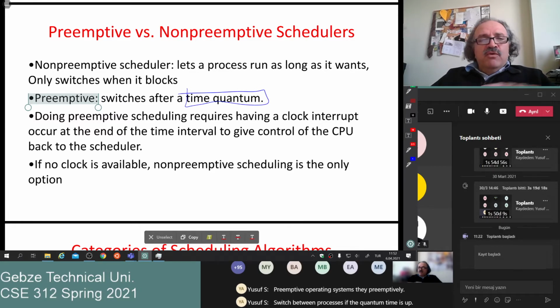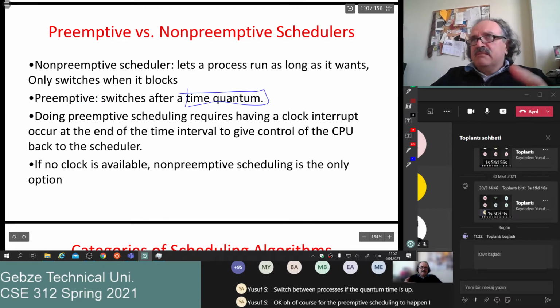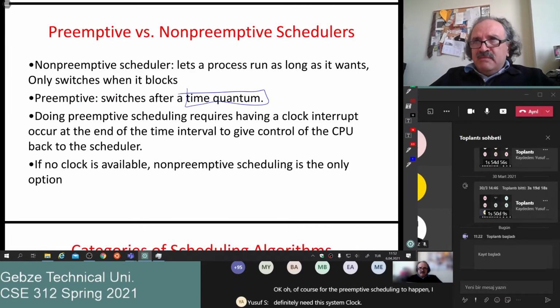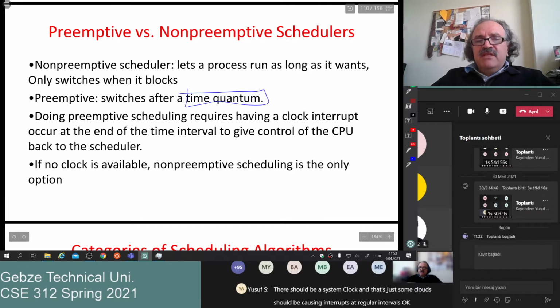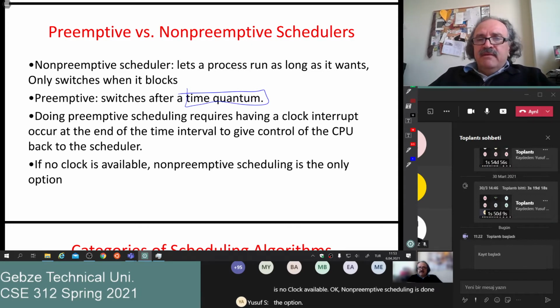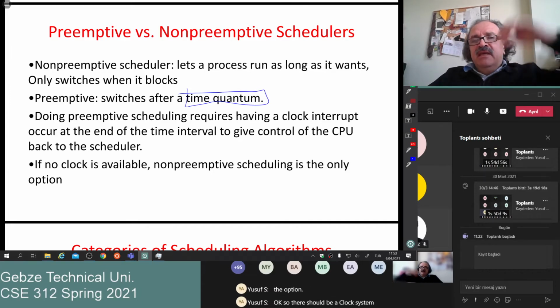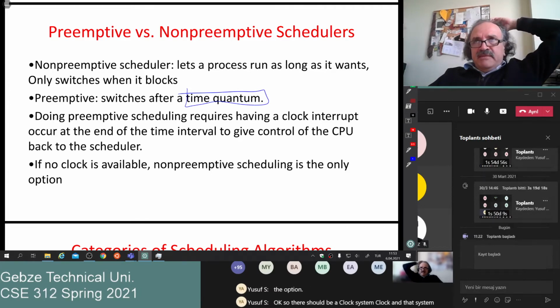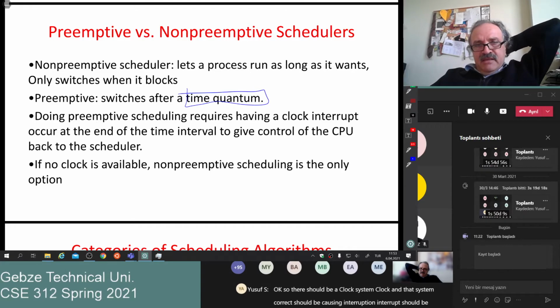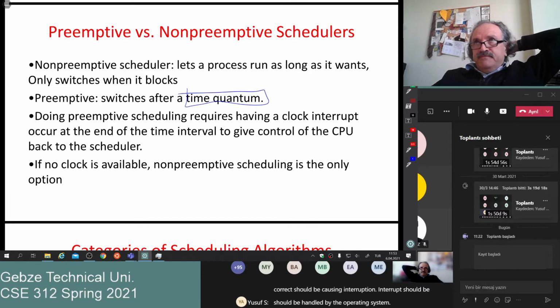Of course, for preemptive scheduling to happen, I definitely need the system clock. There should be a system clock, and that system clock should be causing interrupts at regular intervals. If there is no clock available, non-preemptive scheduling is the only option. So there should be a system clock causing interrupts, and the interrupts should be handled by the operating system. So the clock is important.